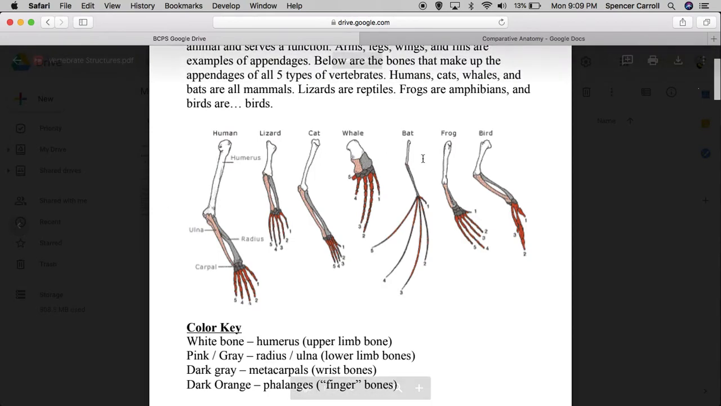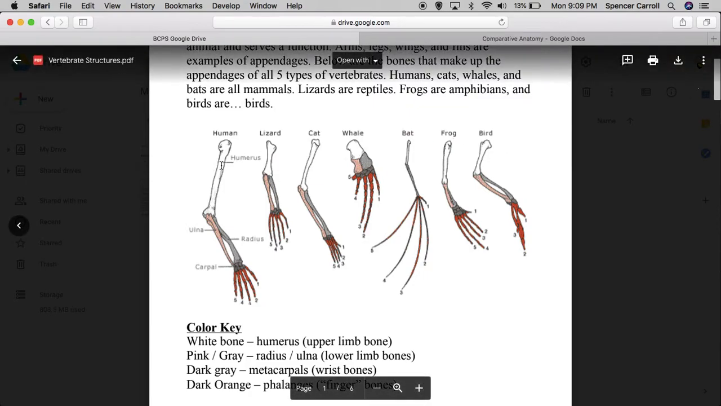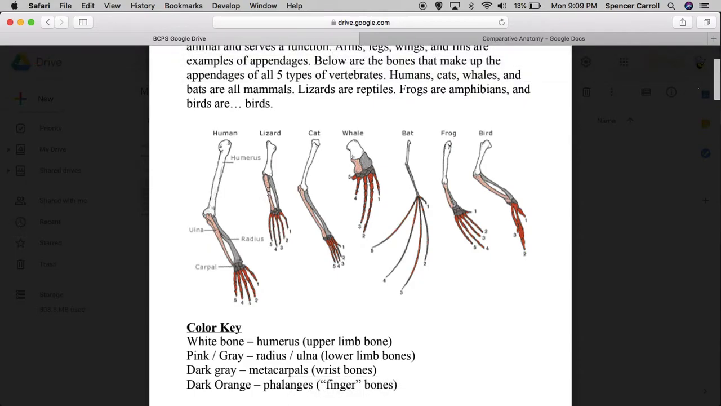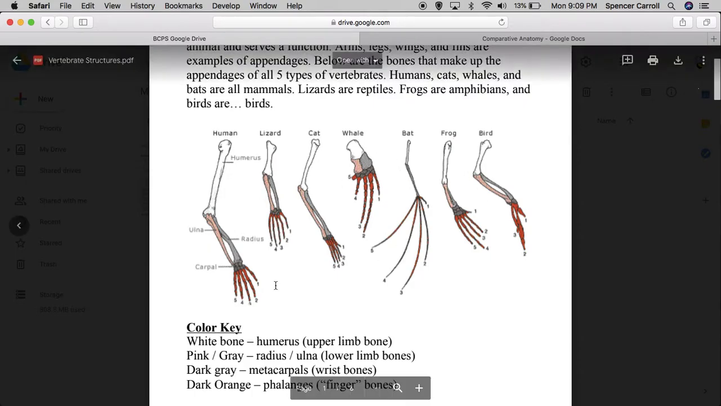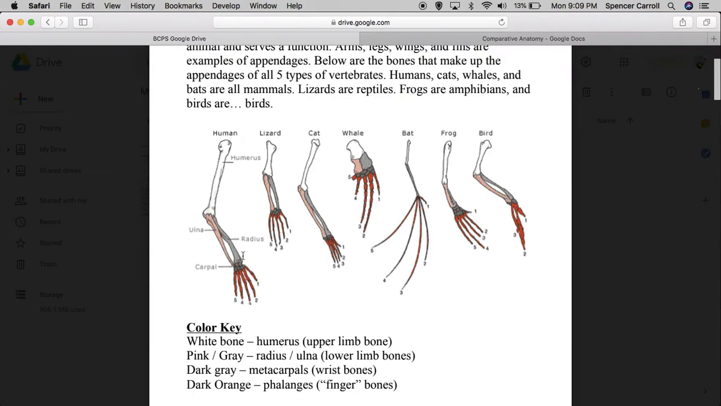All right, so I'm taking a look at these bone structures. I'm noticing right off the bat that there's the same sort of pattern of colors. I see a bone in white, followed by a pink and a gray bone pair, followed by some dark gray bones, followed by some orange bones. Okay, so I'm thinking these are the bones in a human arm.